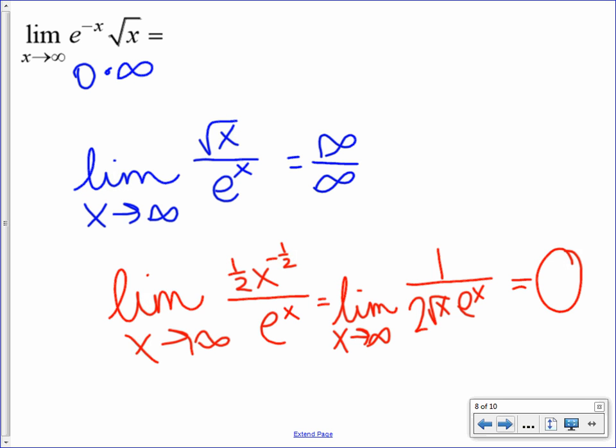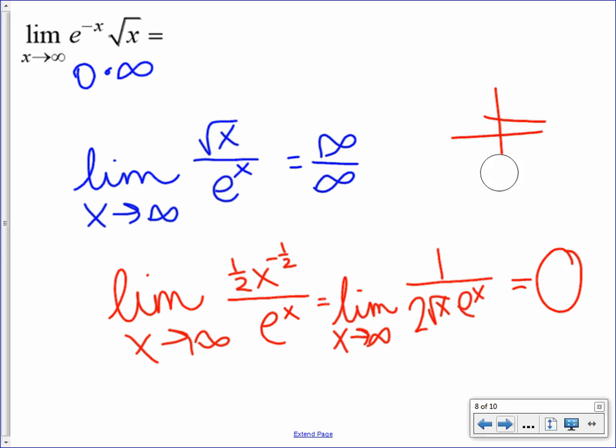How come e to the negative x to infinity is 0? That's a big deal. So e to the negative x looks like this. As we go to negative infinity, it goes to positive infinity. As we go to positive infinity, it goes to 0 because there's an asymptote. If you just have e to the x, then it's the other way, and it goes towards infinity.